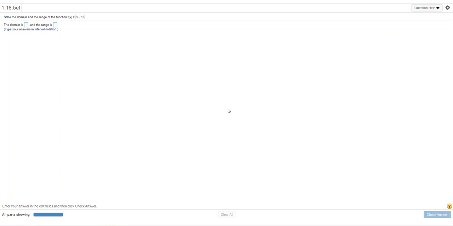This question is from 116, it's number 6. So we need to find the domain and range of this function. So we're going to take a look at it graphically because that's often a nice way to get a sense for what the domain and range are.